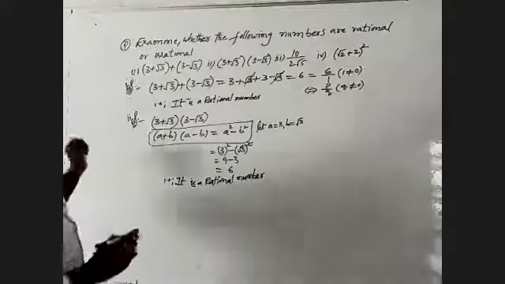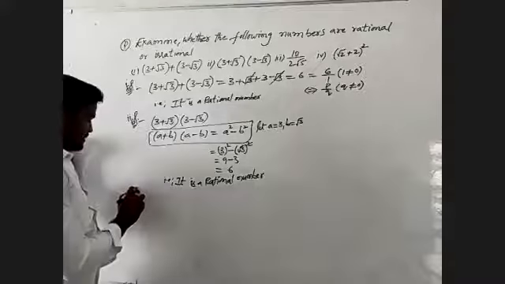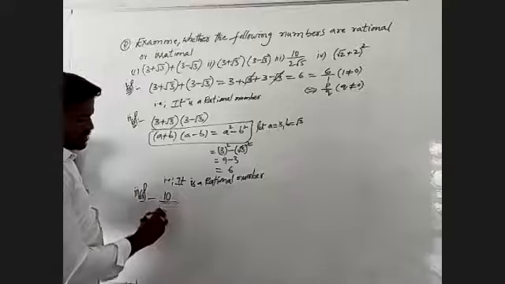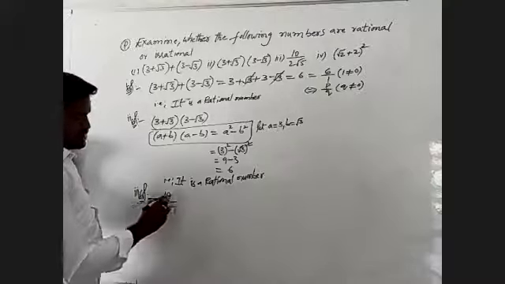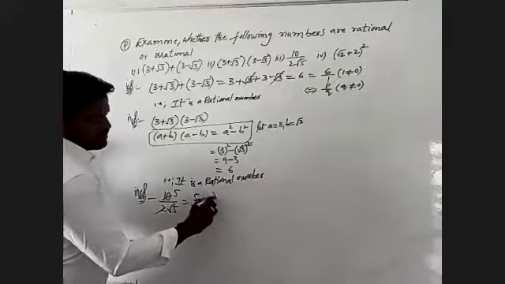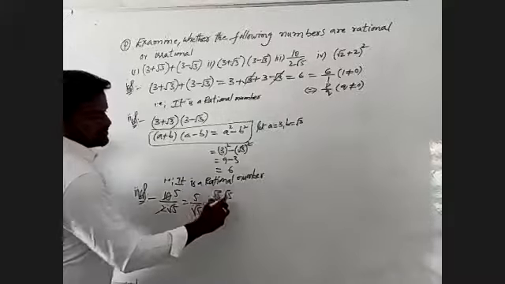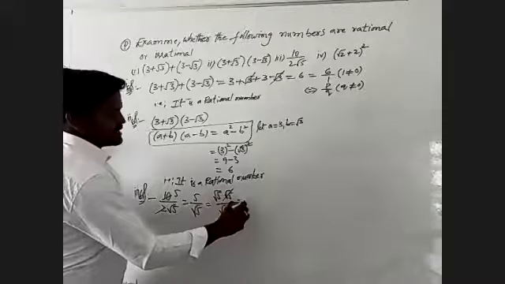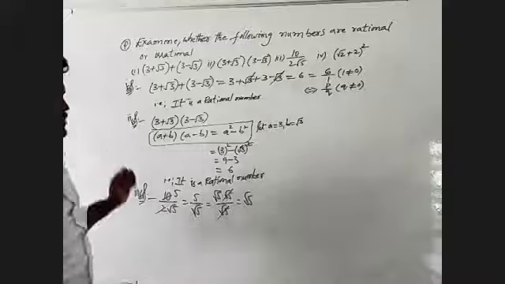So I am going to the next one, that is the third one, 10 by 2 root 5. You will observe 2 ones are 2, 2 fives are 10, then the remaining is 5 by root 5. After that, I write root 5 into root 5 is 5. Root 5 and root 5 will be cancelled. The remaining is root 5.